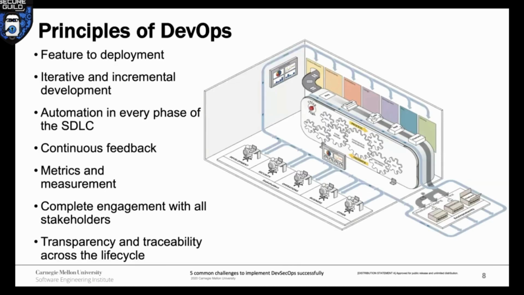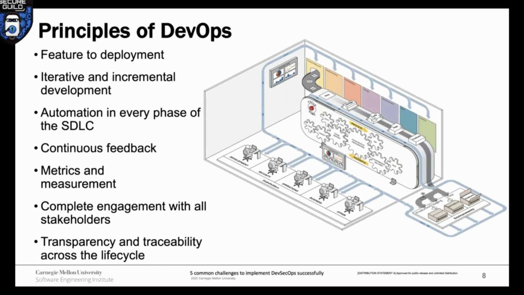There are a couple of principles of DevOps, such as feature deployment, and it has to be iterative and incremental development within the life cycle. Talking about the life cycle, from the phases of requirements and design to delivery and testing, it requires iterative, incremental development. It has to be a small batch size, not a large batch size. We should do automation in every phase of the life cycle.